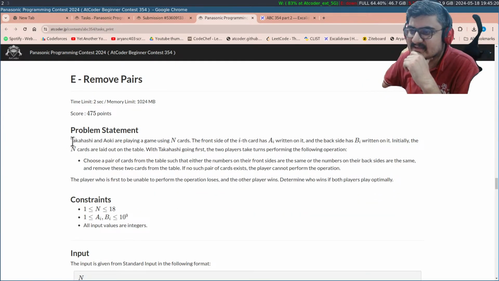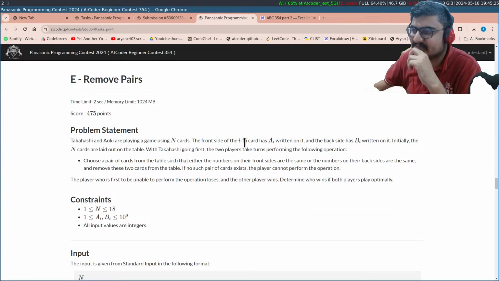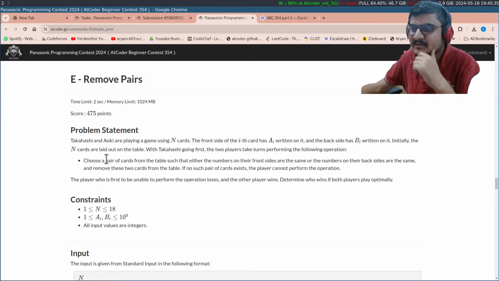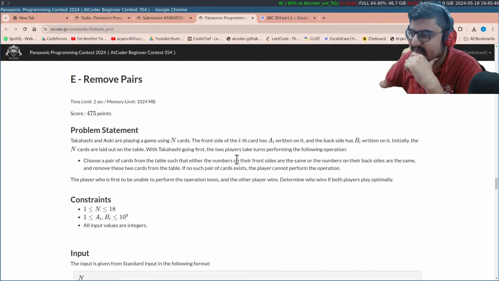It says remove pairs. Takashi and Oki are playing a game using N cards. The front side of the card has A_i written on it and the back side has B_i written on it. Initially N cards are laid on the table. Takashi goes first. The two players take turns performing the following operation. Choose a pair of cards from the table such that either the numbers on their front sides are the same or the numbers on their back sides are the same. Remove these two cards from the table.